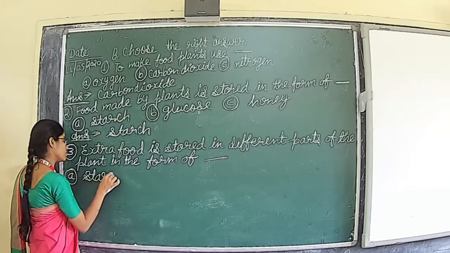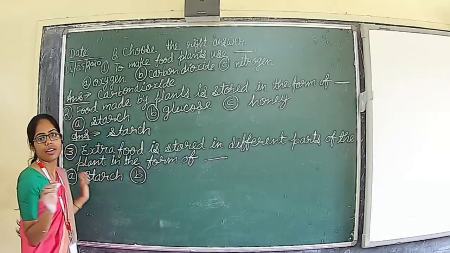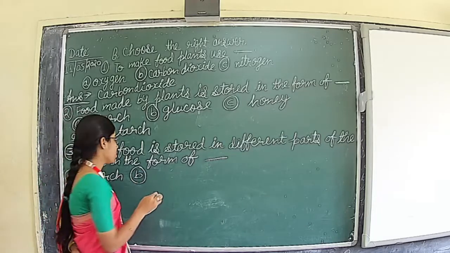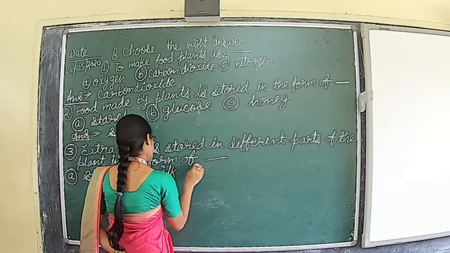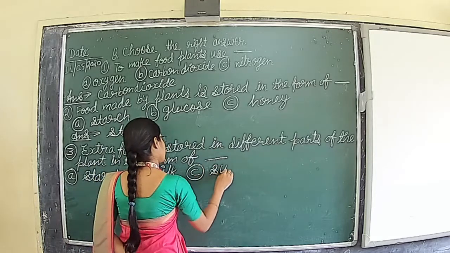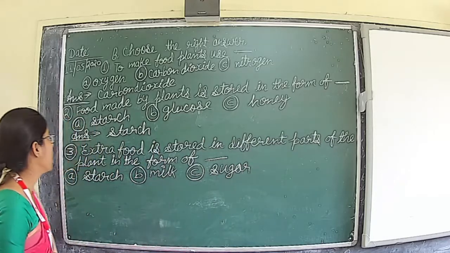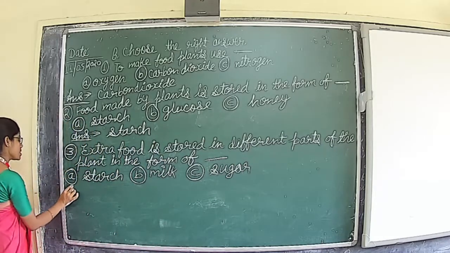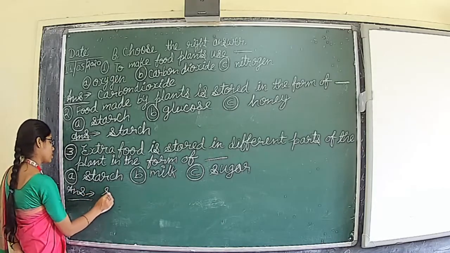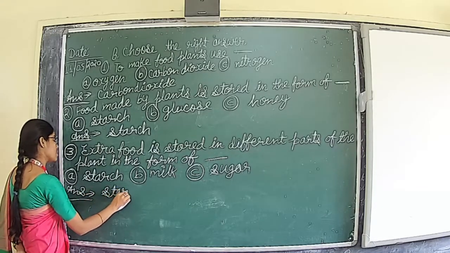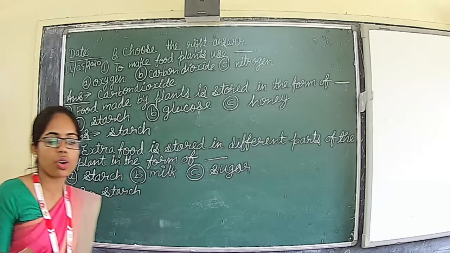starch, then milk, and then sugar. Again, it is asked about storage of the plant, and the answer will be same here. Again, starch. Option is correct, starch. And this food made by plants is stored in that.